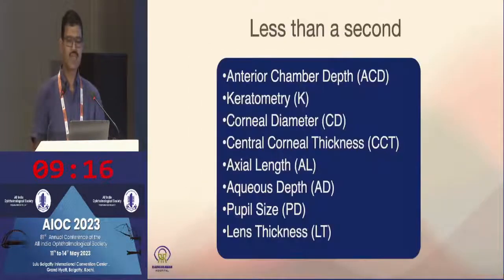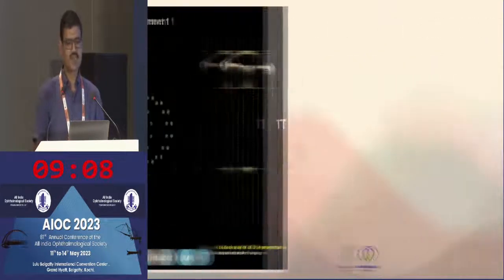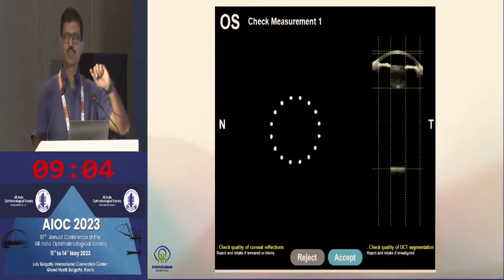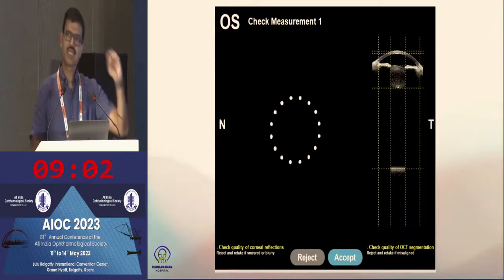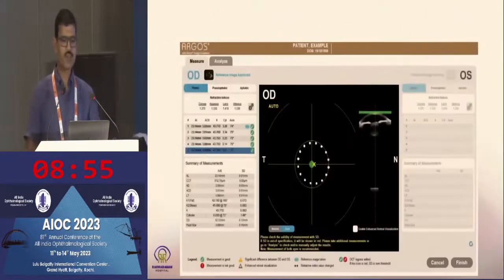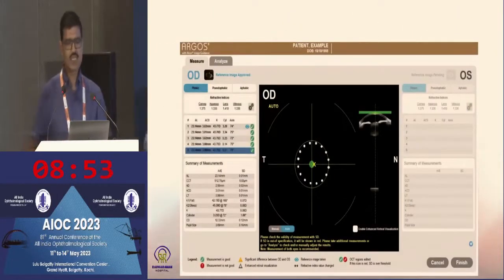The machine that combines image guidance and biometry is called the Argos. This is the way it works. It takes the measurement in less than a second, and these are all the measurements that it gives us in a flash. This is how this screen looks. It's still just like Verion, older generation equipment. It uses a single light of 16 LEDs at 2.8 millimeters on the central cornea, but it gives us very dynamic keratometry values. This is something that is important in this machine.